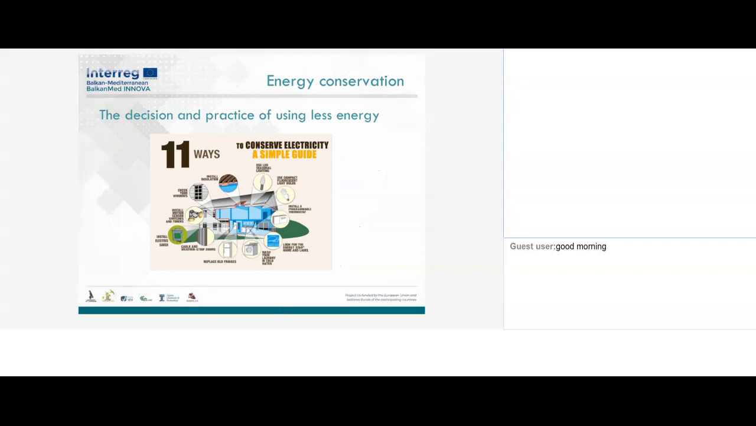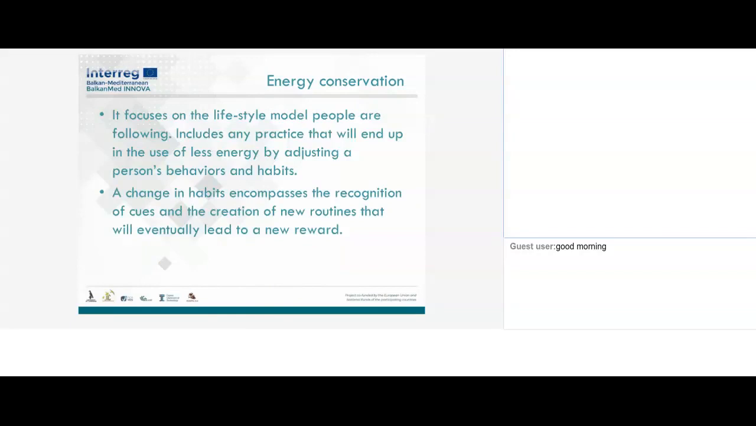It's to conserve energy. Energy conservation is a very simple, at least at the beginning, decision and practice of using less energy. There are different practices that we can follow in our houses to conserve energy, to use less energy. Energy conservation is focusing on the lifestyle model people are following, and they can adjust. Energy conservation is asking us to adjust our personal behaviors and our personal habits. A change in our habits.